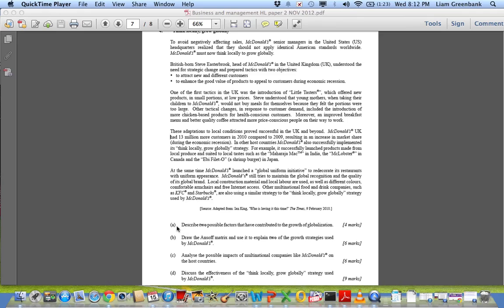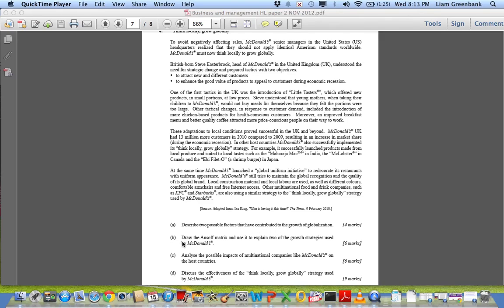Okay, so we've got down here, just as I was talking about in class, first question, AO1, describe 2 possible factors that have contributed to the growth of globalization. So that's not linked to anything in particular in the case. The case might give you hints, but you don't need to apply it to the case study. You can if you want to try and maybe show your understanding of the case, but there's no particular business to apply your answer to in this question.